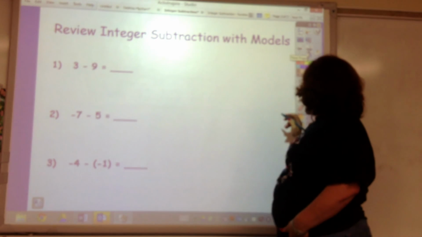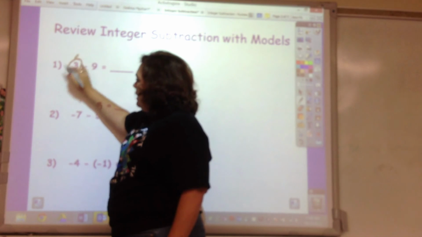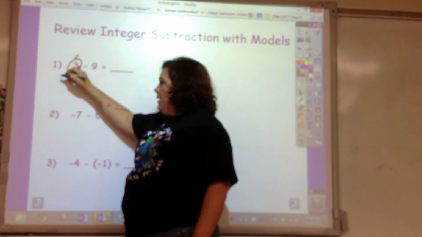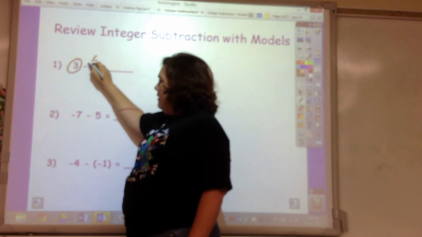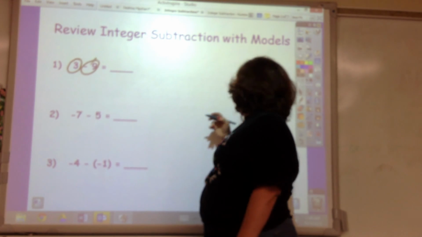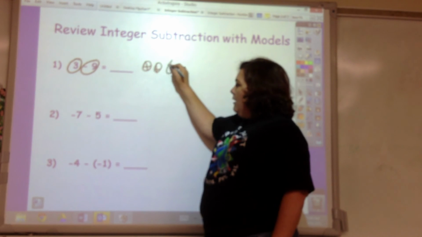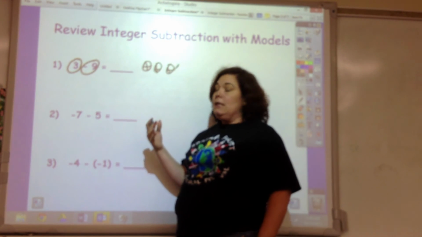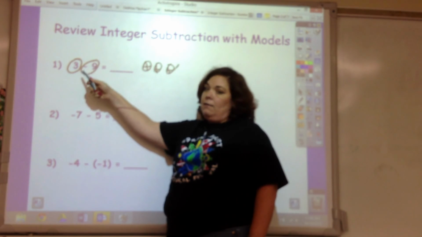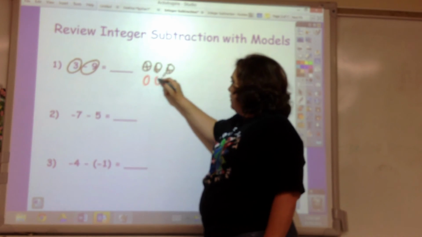So first of all, I'm going to look at my terms, and I have a positive 3 because there's nothing to the left of the number. So I automatically say that's positive, and then a negative 9 because this negative is attached to the 9. And so I would show 3 positive, and I can predict that the answer is going to be negative because I've got 9 negatives and only 3 positives. But let's go ahead and model to show this.